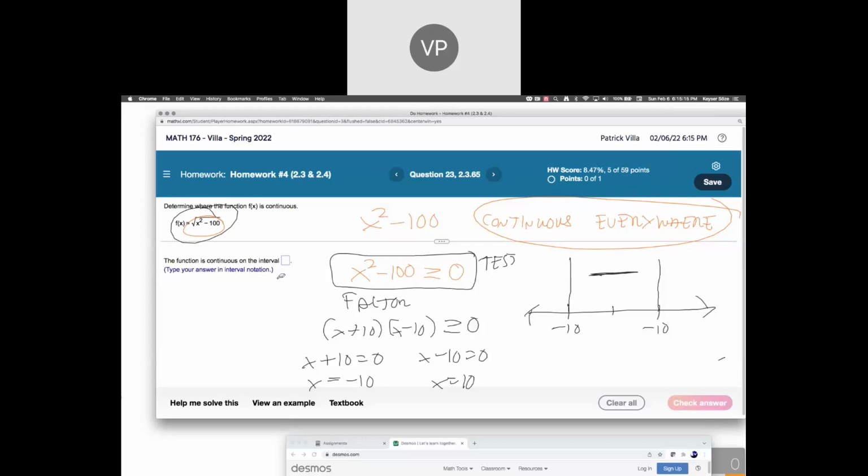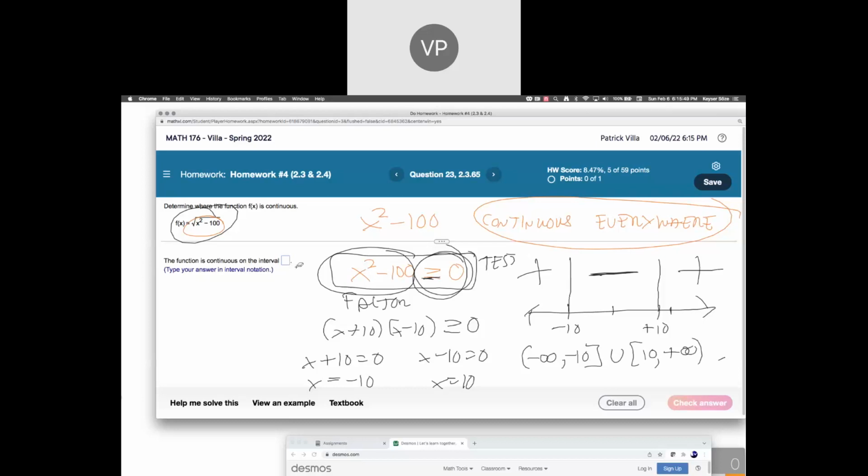If I plug in 11, oh sorry, that's supposed to be +10. Fix that. If I plug +11 into this function, I get 121 minus 100. That's positive. If I plug in -11, I get a positive. So what we're looking for, remember, is everywhere our graph is greater than or equal to 0. So it's all these points up to -10 and including -10. Because remember, it's got an equal sign down here. And also, all the points from 10 going on to positive infinity, like that.